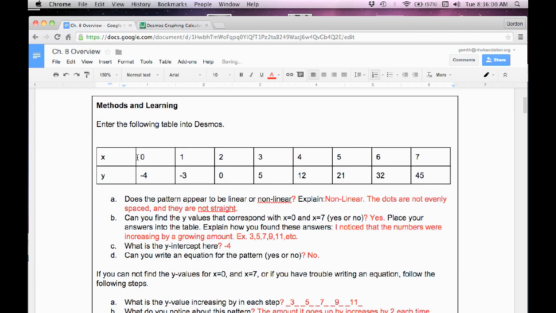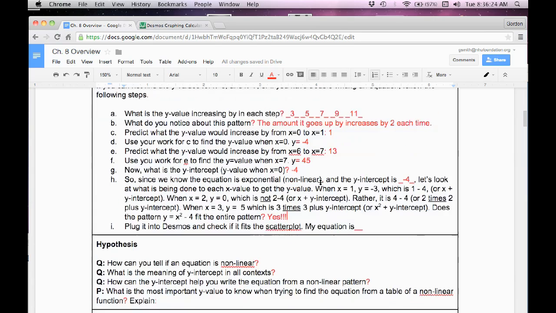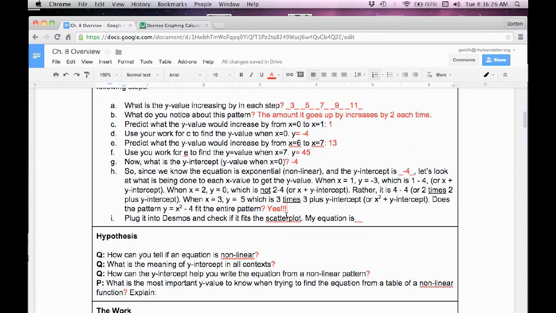Let's go through it one more time. 0 squared minus 4, -4. 1 squared is 1, minus 4 is -3. 2 squared is 4, minus 4 is 0. 3 squared is 9, minus 4 is 5. 4 squared is 16, minus 4 is 12. 5 squared is 25, minus 4 is 21. 6 squared is 36, minus 4 is 32. 7 squared is 49, minus 4 is 45. Okay, so it does fit.